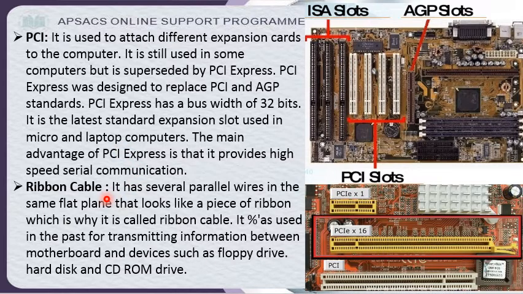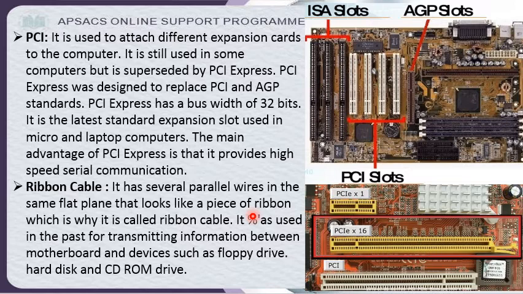Ribbon cable. It has several parallel lines or wires in the same flat plane that look like a piece of a ribbon. Whenever parallel lines are there which move through one wire, that wire or that combination of wires is known as a ribbon, or a ribbon cable.